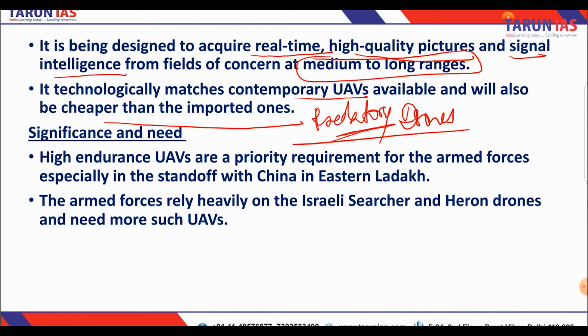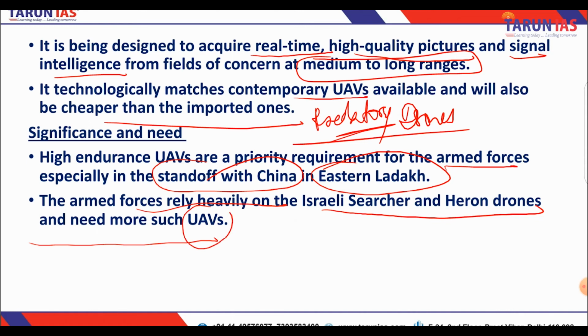The significance is that UAVs have high endurance, and are a priority requirement of the armed forces which are posted near the China and Ladakh border. Alright. Armed forces rely heavily on the Israeli Searcher and Heron drones and they need more such UAVs. Therefore, Rustom 2 is going to be of much significance for the armed forces.